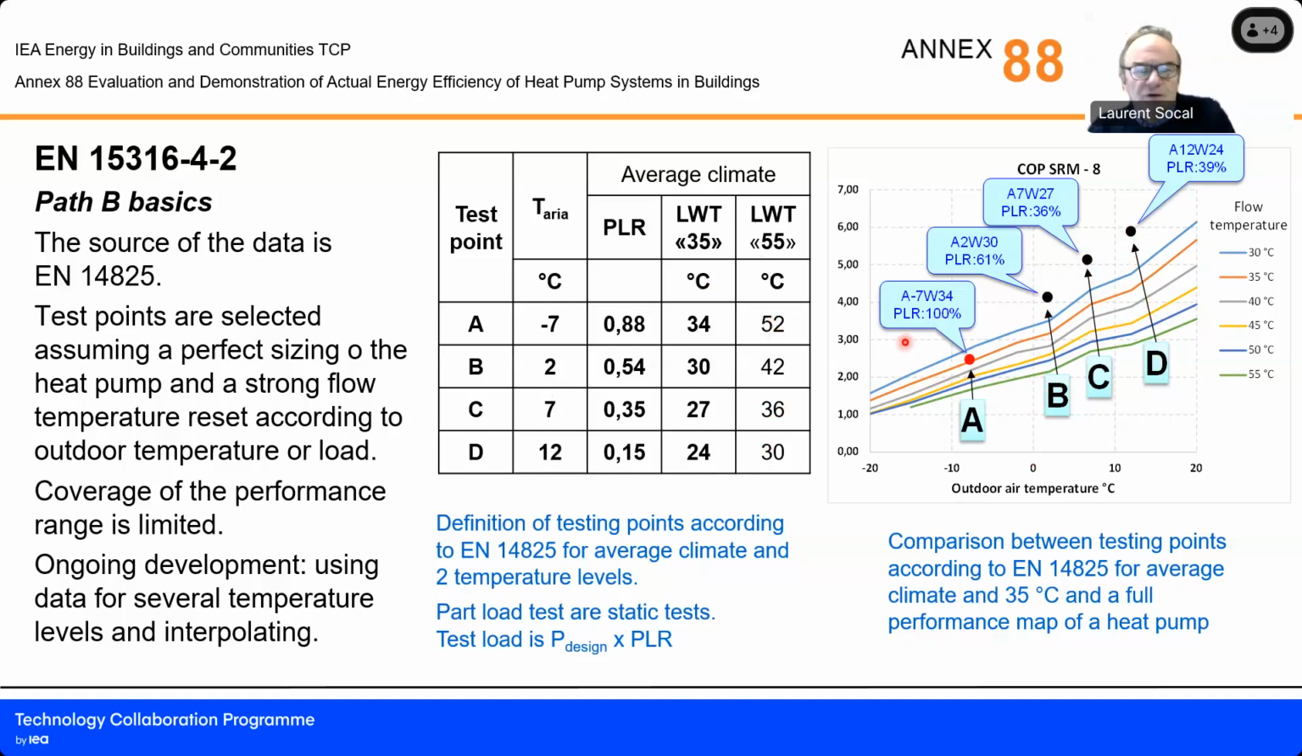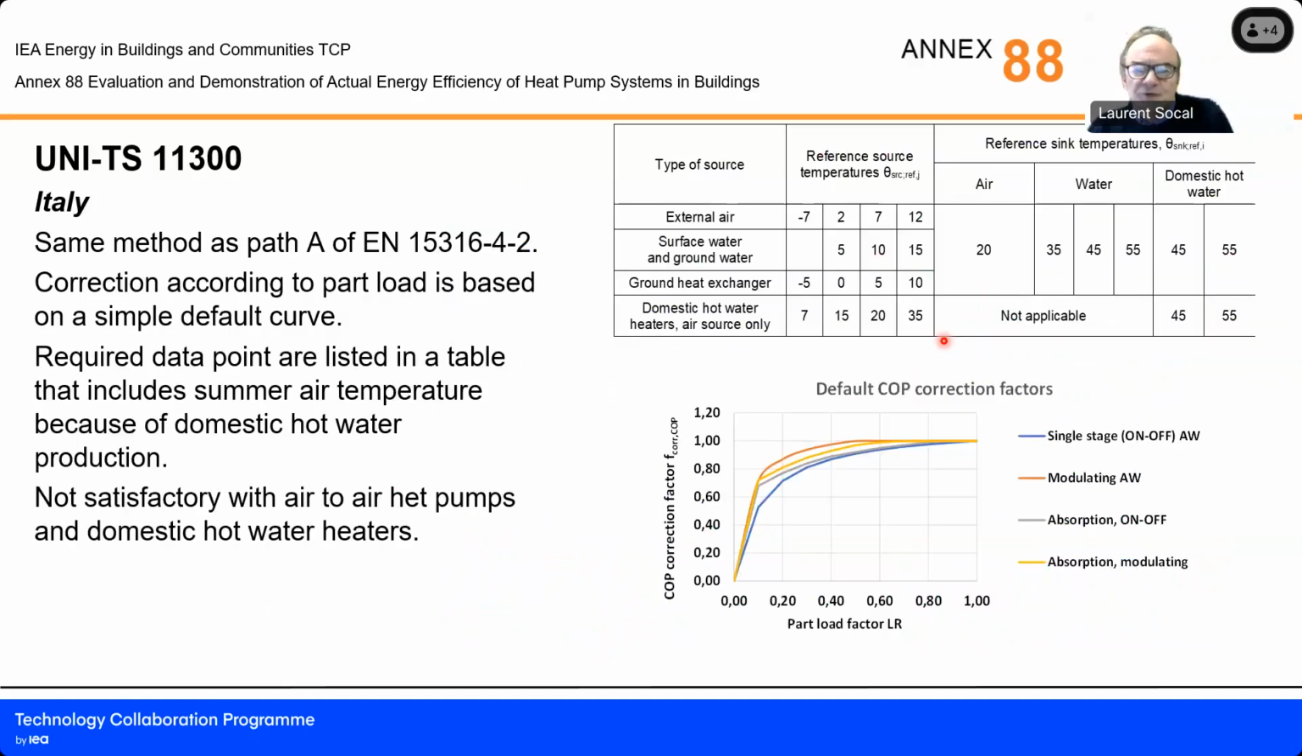So just to mention the calculation procedure. And of course, there are quite similar examples. If I go to Italy, UNI TS 11300 is just path A. This is the grid of temperatures. So in Italy, we also included some requirement about temperature in summer operating condition, and we use the 4 COP correction factors, just the default curve. And of course, this is maybe okay for air to water, for example, but for air to air, this is not enough, definitely. So nothing is perfect, nothing is complete. We'll see this in the conclusions.